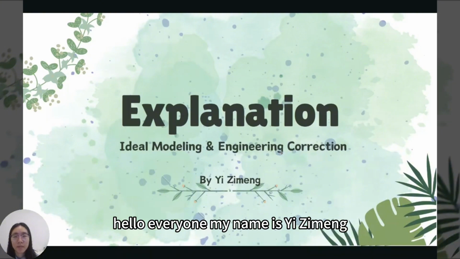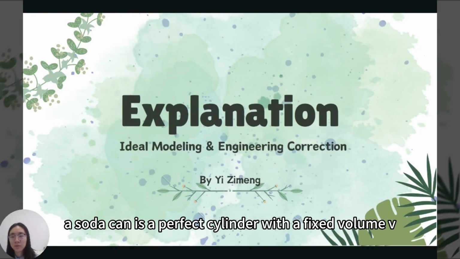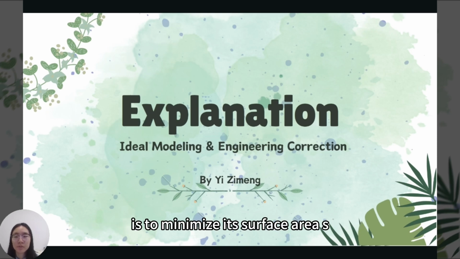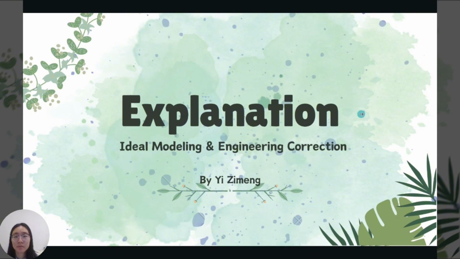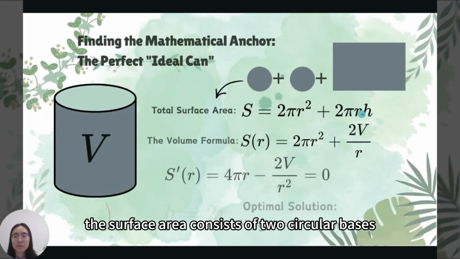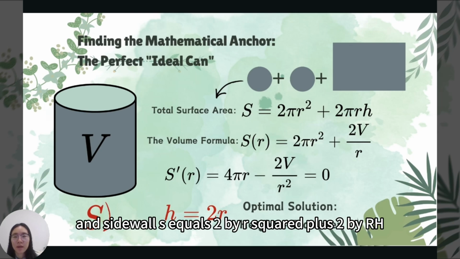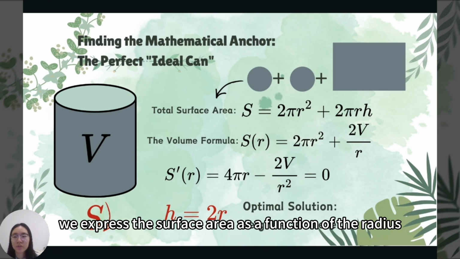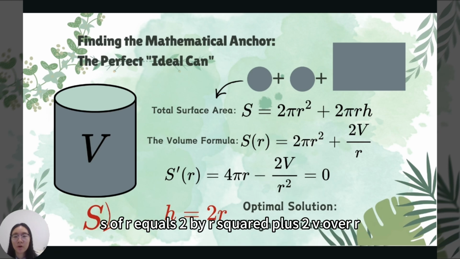Hello everyone, my name is Izemo. If we assume a soda can is a perfect cylinder with a fixed volume V, our goal from a material saving perspective is to minimize its surface area S. The surface area consists of two circular bases and a sidewall. S equals 2 pi r squared plus 2 pi rh. By substituting the volume formula, we express the surface area as a function of the radius. S of r equals 2 pi r squared plus 2V over r.